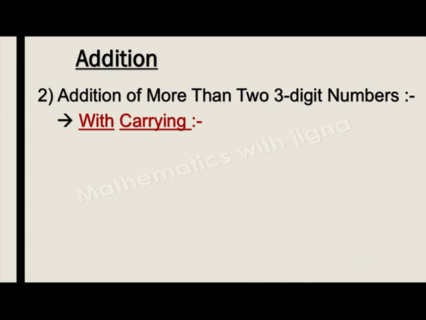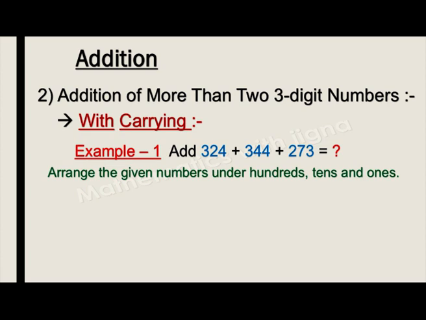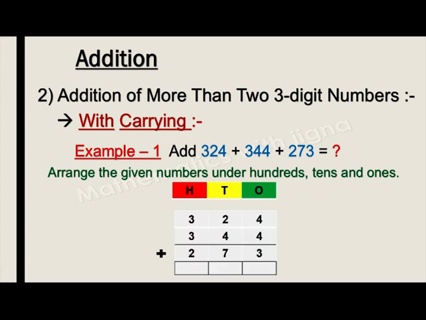Now we will move to learn addition of more than two three-digit numbers with carrying. Let's take an example to understand this topic. Add 324 plus 344 plus 273. We know that to make the calculation easier, we arrange the given numbers under hundreds, tens and ones. Now let's start to solve this.